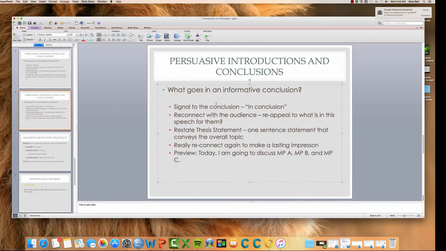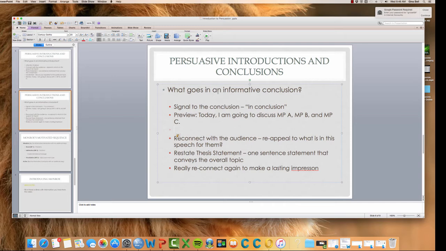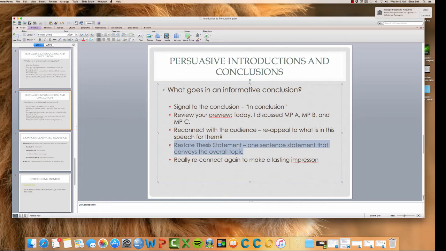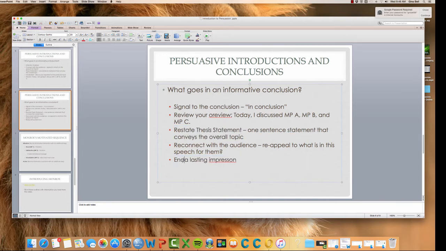All right, so you signal to the conclusion and you want to reconnect with the audience. We're going to move the preview up. So you're going to signal to the conclusion, then you're going to review your preview. Review your preview, and so instead of saying today I am going to discuss main point A and main point B, today I discussed. Then you'll seek to reconnect with your audience, then you'll restate your thesis statement, you'll reconnect with your audience, and you'll end with a lasting impression.